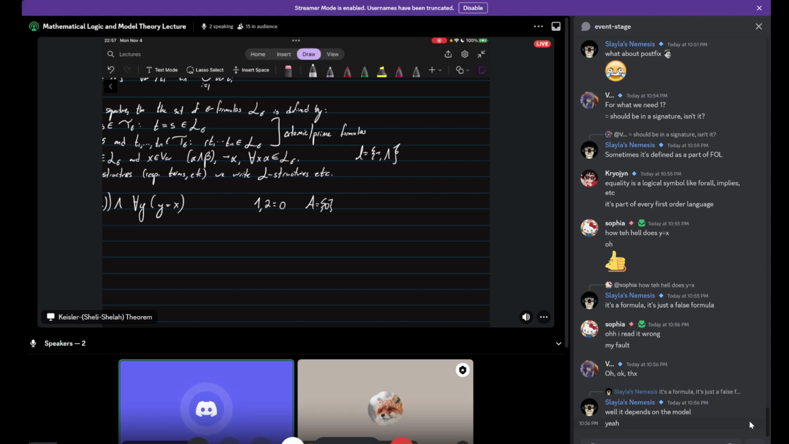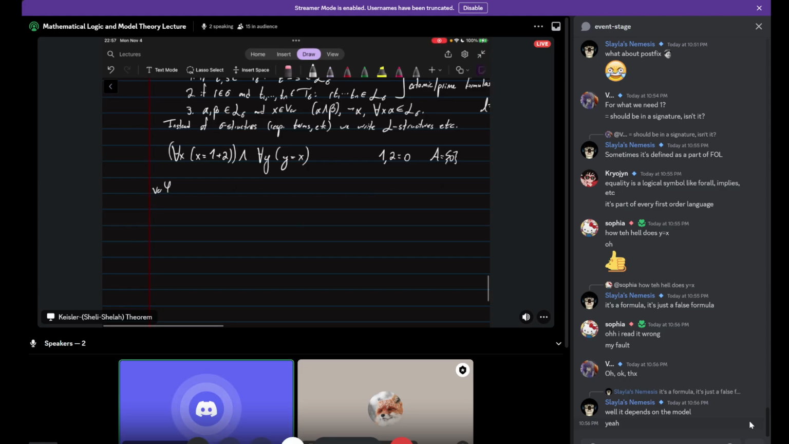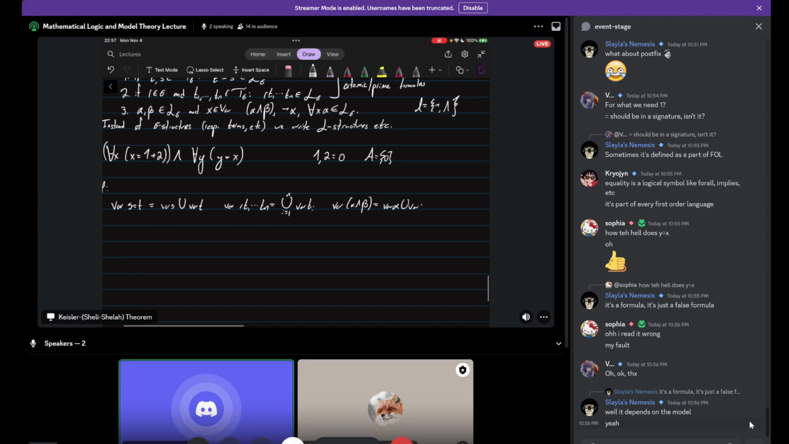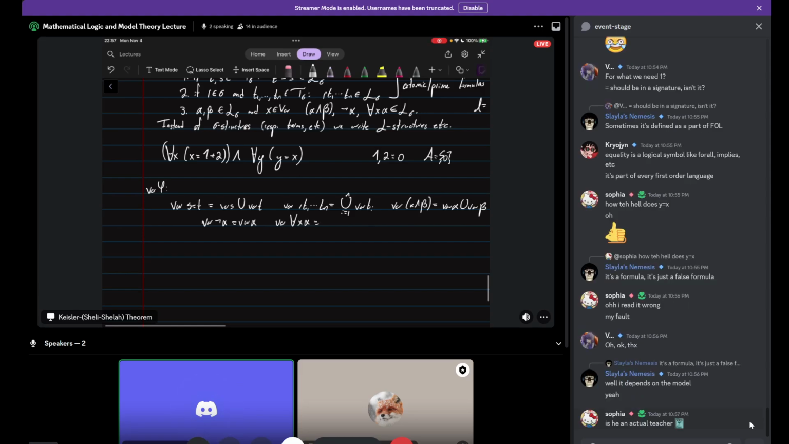Okay. And now we want to define the variables in a formula phi. We do this, of course, inductively. So var of s equals t is equal to the var of s union var t. Var of r t1 through tn is the union of var ti, and var of alpha and beta is equal to var alpha union var beta. Var of the negation of alpha is equal to the var of alpha, and var of for all x alpha is equal to x union with the variables in alpha.